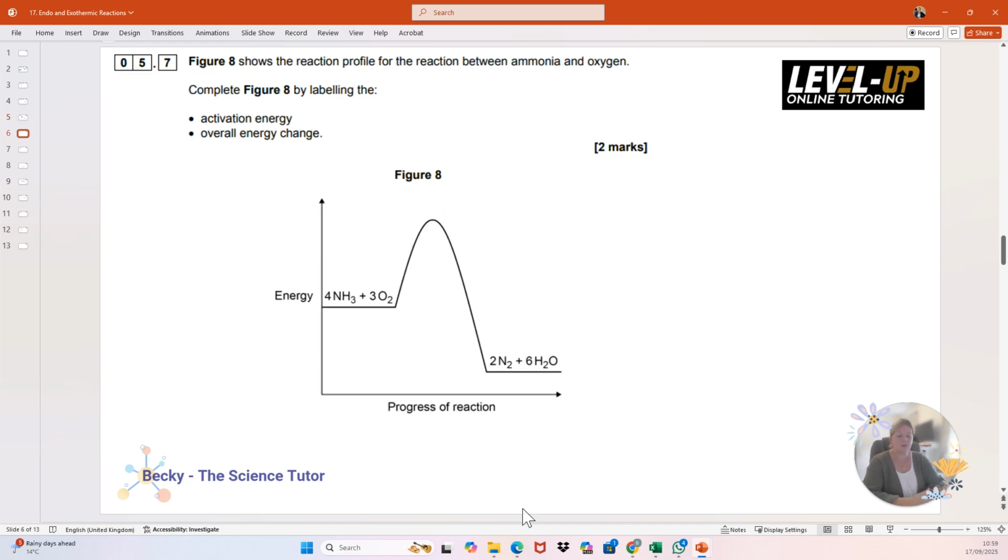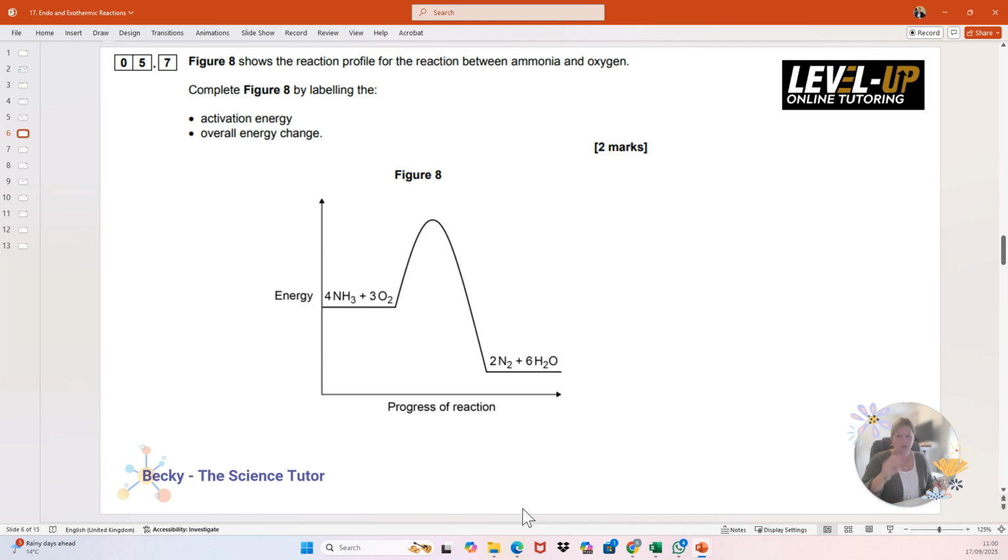I'll show you a couple of different levels of styles of questions of what you need to do. So here you can see we've already got our X and Y axes labels on, the progress and the energy. Now it tells us that it's between ammonia and oxygen. It has labelled up the actual numbers, so we've got 4 NH3 plus 3 O2. Doesn't matter for that. What we're looking for here is it asks us to complete it by labelling the activation energy and the overall change.